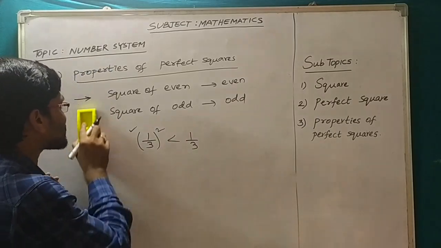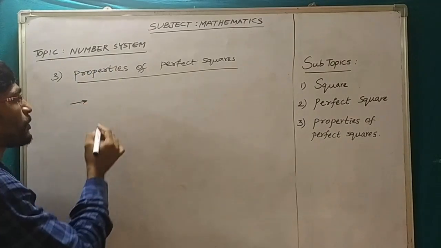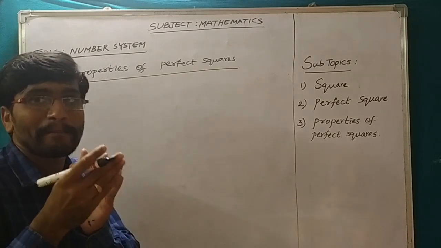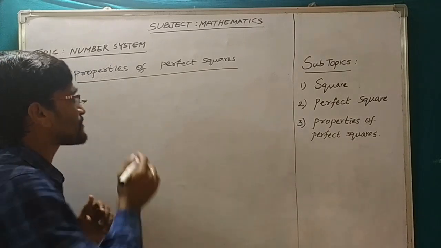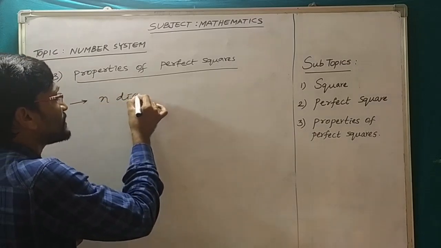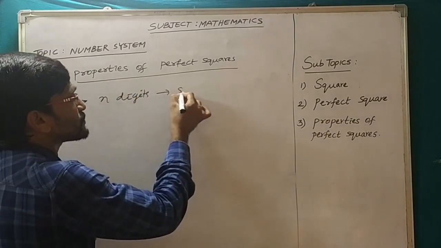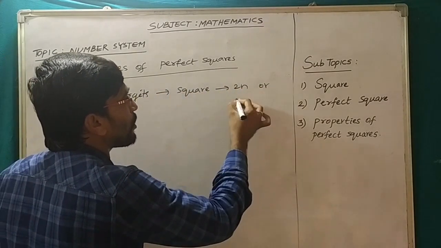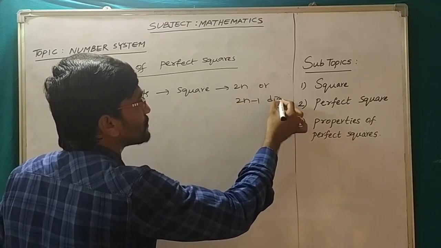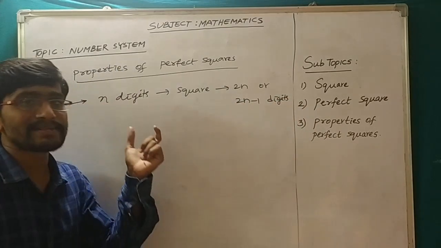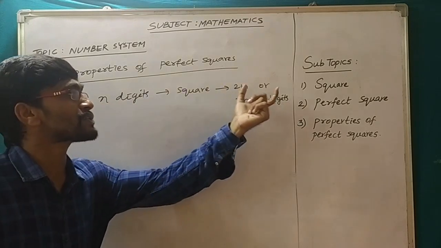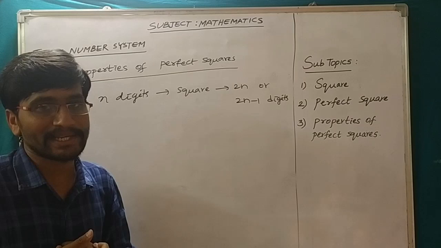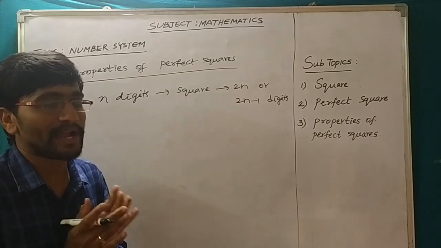Okay. Next point is very important. That is, if a number has n digits, then its square has 2n or 2n minus 1 digits. If a number has n digits, then its square has 2n or 2n minus 1 digits. Is it correct or not? We have to check.